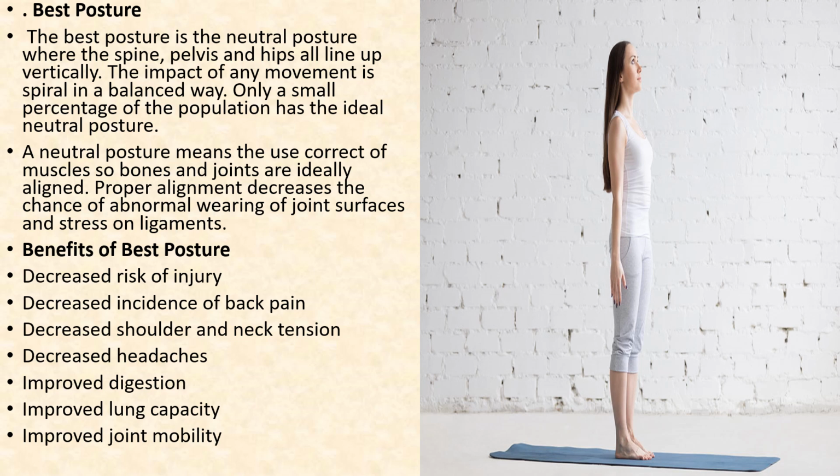Best posture. The best posture is the natural posture where the spine, pelvis, and hips all line up vertically. Okay, so you just look at the girl. She's straight. Spine and pelvis and hips are aligned equally in a straight line, right? So the impact of any movement is spread in a balanced way.